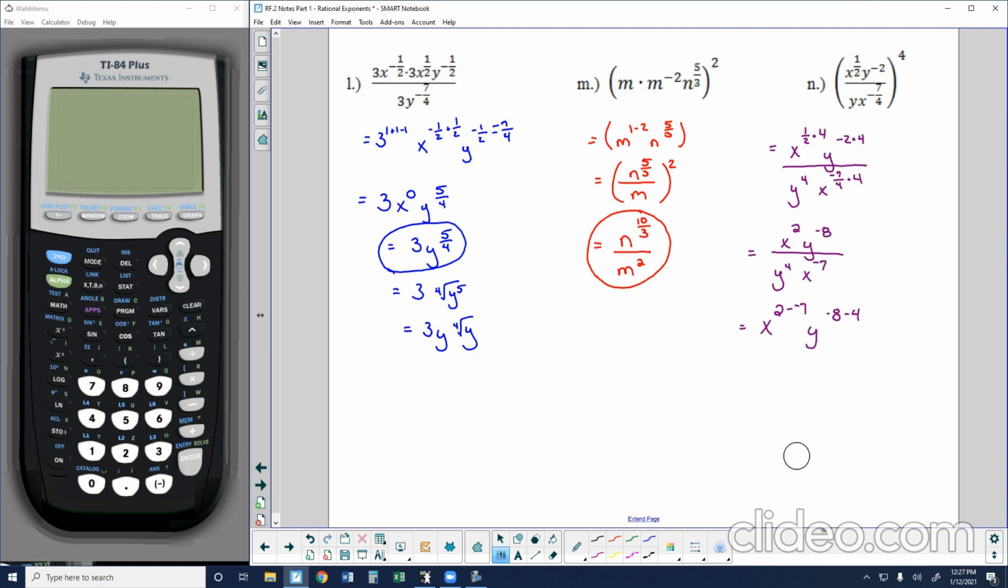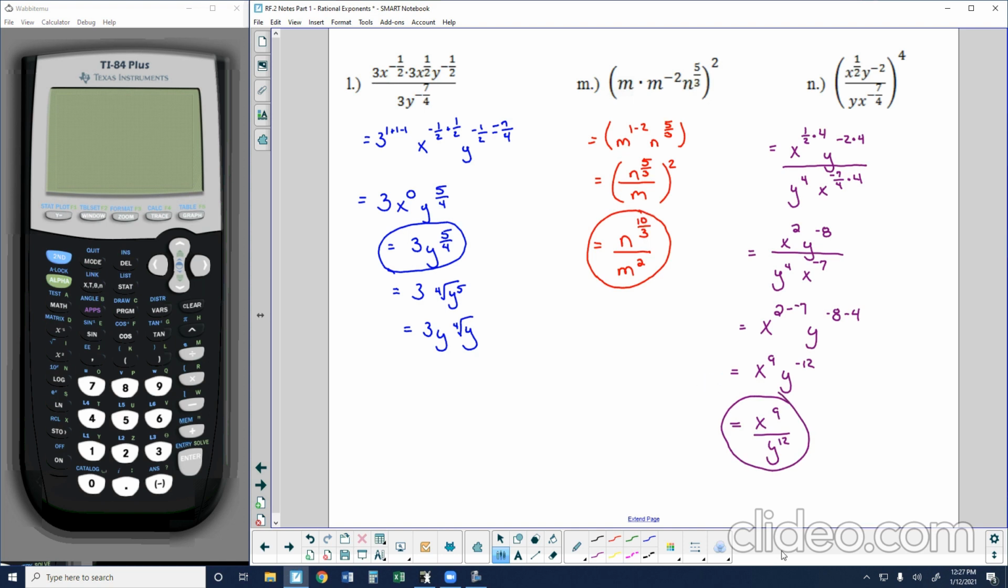Now I can simplify. So x to the 2 plus 7 power would be x to the 9th power. Y to the negative 8 minus 4 would be y to the negative 12th power. And remember that negative is a reciprocal function. So this would be x to the 9th over y to the 12th. And this would be our final answer.